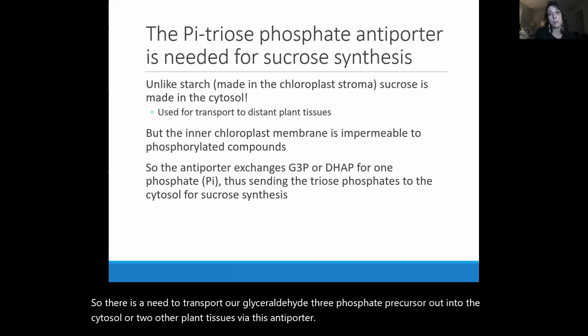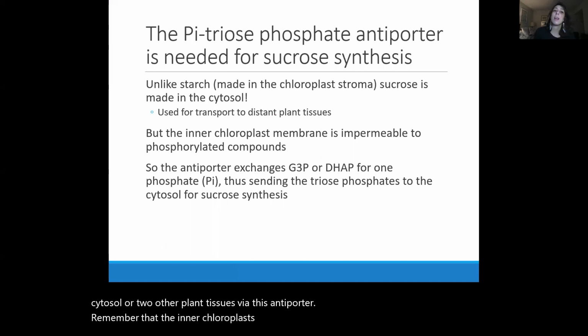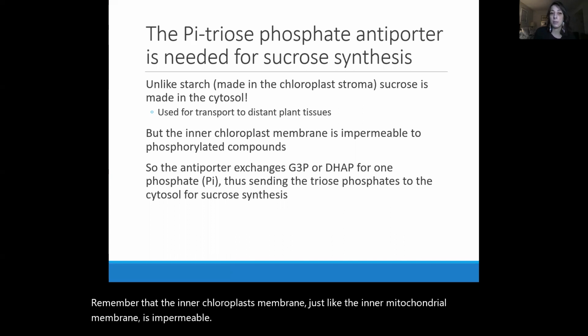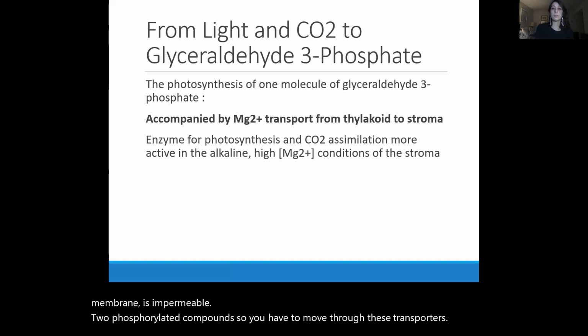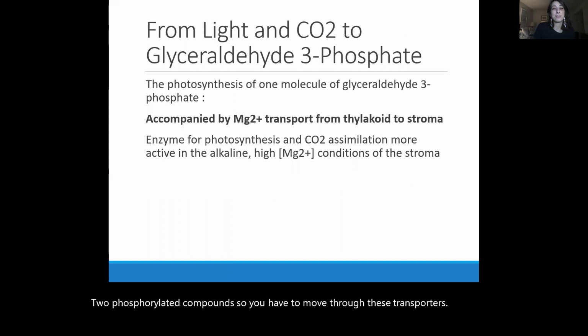Remember that the inner chloroplast membrane, just like the inner mitochondrial membrane, is impermeable to phosphorylated compounds, so you have to move through these transporters. All in all, we're moving from light and CO2, ultimately to glyceraldehyde 3-phosphate within this plant.